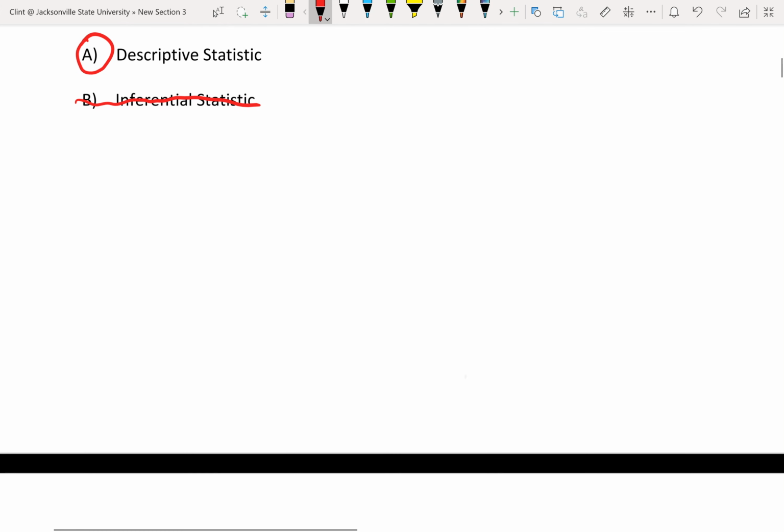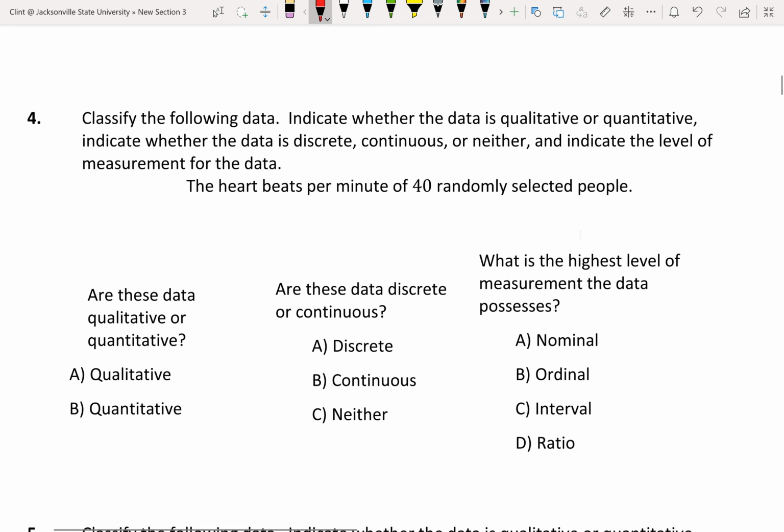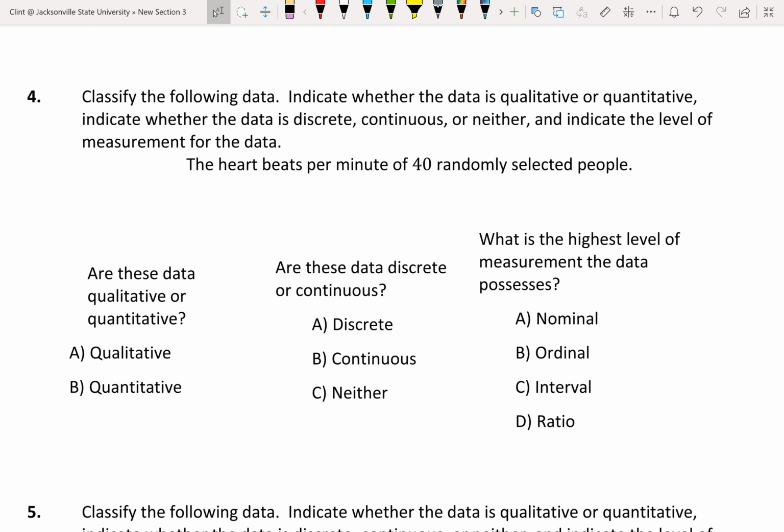Okay. Number 4, and this one is formatted a little weird for some reason, but we can do it. We want to classify the data, and we want to classify it all 3 ways. We're given the heartbeats per minute of 40 randomly selected people. So if we're counting the number of heartbeats per minute, would that be qualitative or quantitative? Okay. We're counting, so that's going to be quantitative. Okay. And would these data be discrete or continuous? Well, or neither. Right? If it was qualitative, it would be neither. So which one could this be?